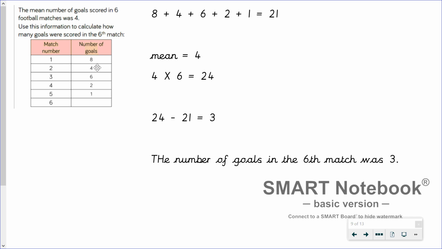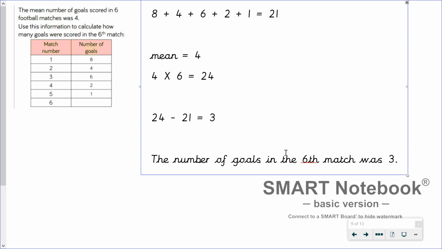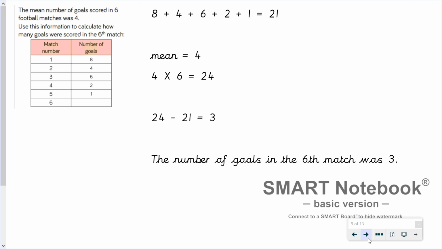So we have 8, 4, 6, 2, and 1. 8 add 4 add 6 add 2 add 1 is 21. The mean is 4, we're told that, and there are 6 bits of data. So 4 times 6 is 24. To find that missing value, we take the total of all of it with the missing number included, and take away what we've got, which is the 21. So 24 take 21 is 3. So the number of goals in the 6th match was 3. Well done if you got 3.